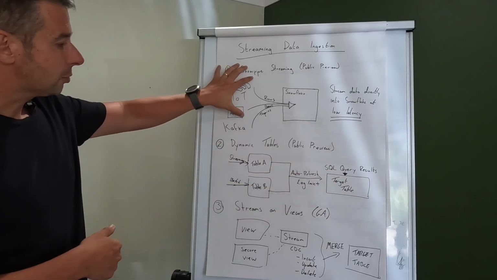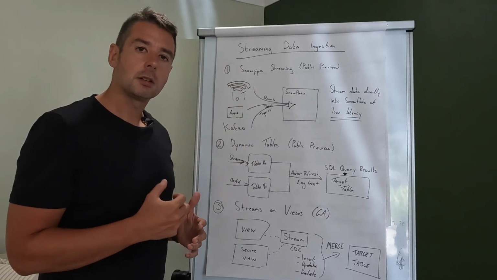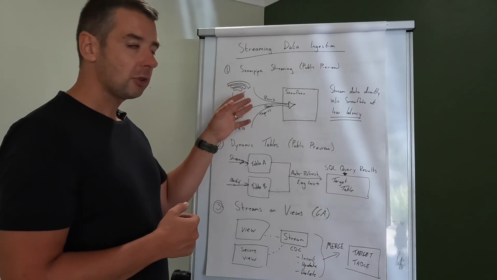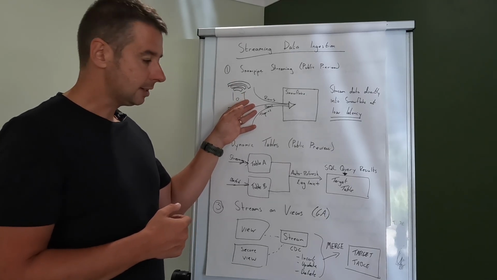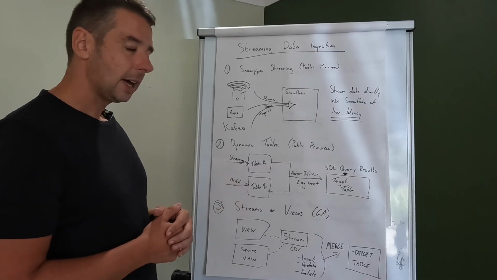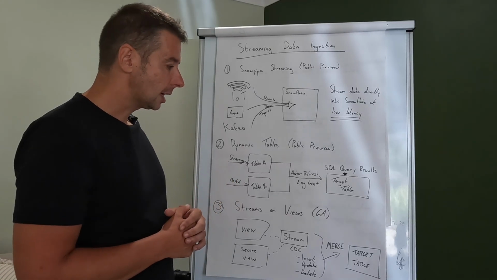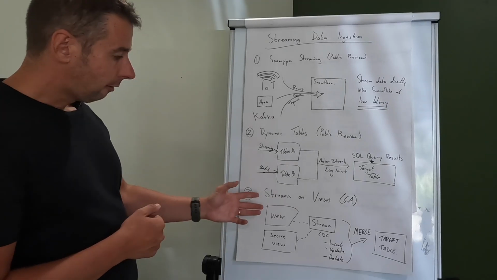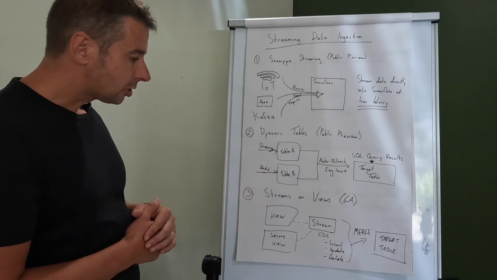So combining Snowpipe streaming and dynamic tables together can really prove an easy way of being able to stream event messaging data in low latency into Snowflake and combine it with batch data or micro batch data and make that available to end users or applications. Finally, we've now got streams on views in general availability.